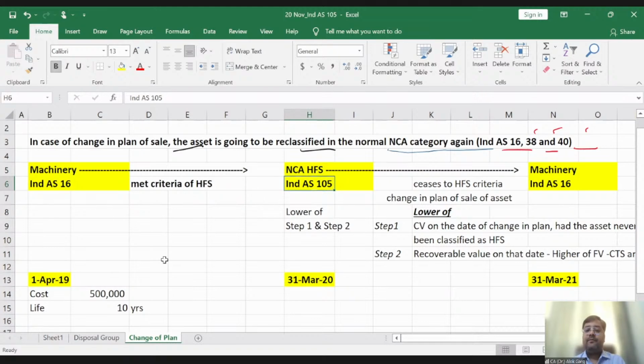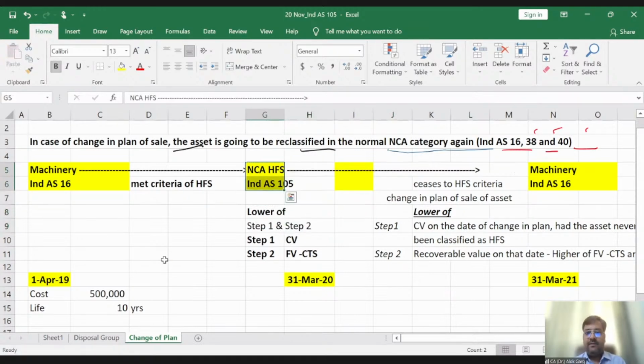Now the question came, sir, at what value do we have to recognize this? We have to recognize it as lower of step 1 and step 2. What is step 1 and step 2? Step 1 is your carrying value and step 2 is fair value less cost to sell. This is lower of carrying value and fair value less cost to sell. Is it clear? I hope it is clear to all of you, friends.